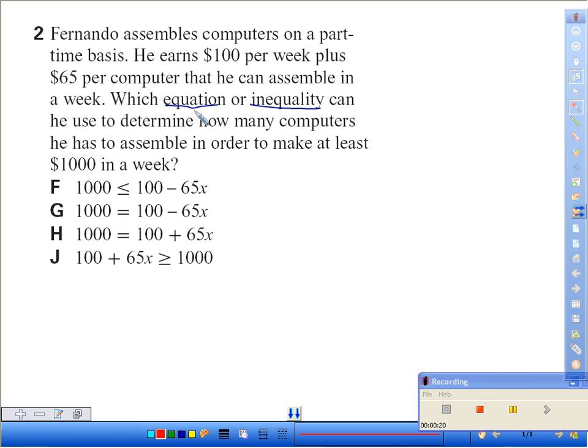A few keywords I see here are equation, inequality, and at least. The word at least tells me that this is going to be an inequality, not an equation. If it said at most, I would know it's an inequality and not an equation. Equation means equals. If this problem said how many computers does he have to assemble in order to equal $1,000, or to make $1,000 even, then it would be an equation.